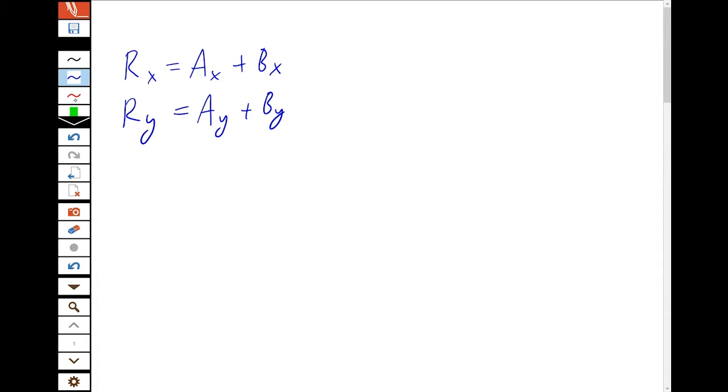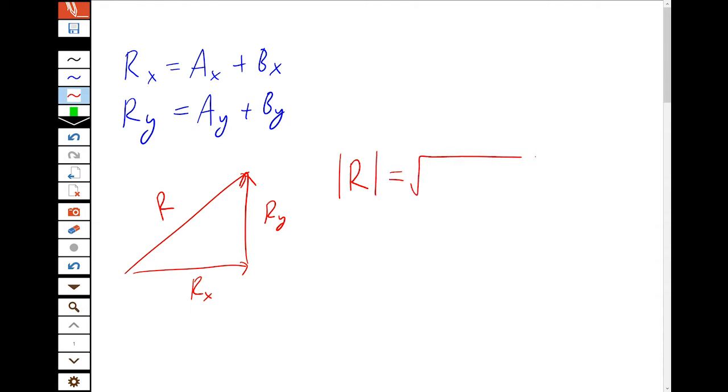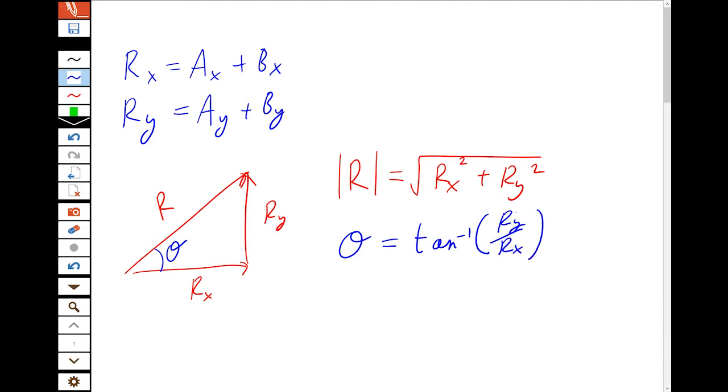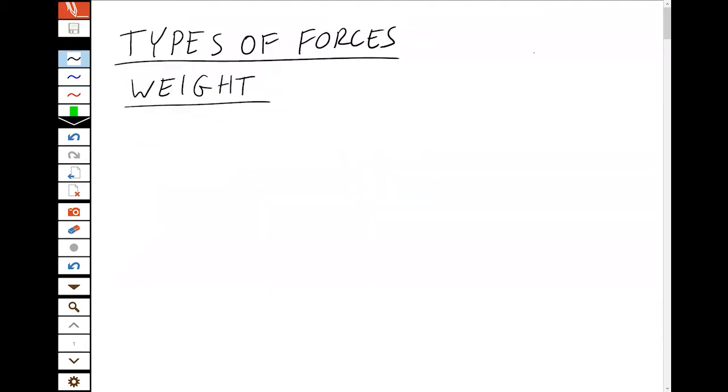Well, the way you do it, we have an X component and a Y component. So we can find the size of the vector by Pythagoras. The size of the vector by Pythagoras is the square root of the sum of the squares of the other two sides. And then the angle by trigonometry is the inverse tan of the opposite side over the adjacent side. We've seen how to break forces apart. We've seen how to put them together.